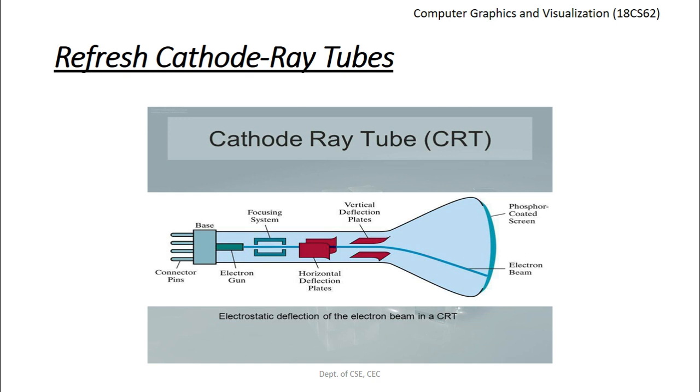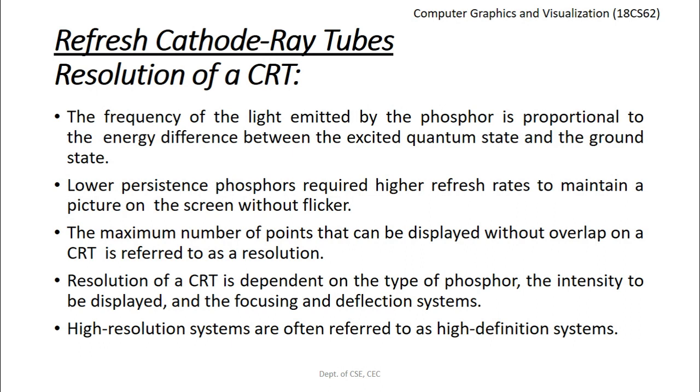Okay, we have an electron gun which acts as a cathode. At the base of the cathode ray tube, we have the focusing system. We have the deflection coils, magnetic deflection coils, or the electrostatic deflection plates. We have a phosphor coated screen where the illumination will occur in order to display a particular graphic. Now, let us proceed to understand what we mean by resolution of a CRT.